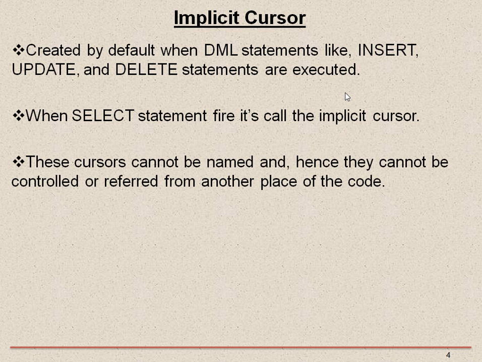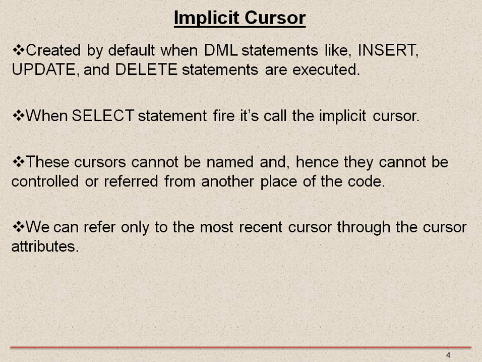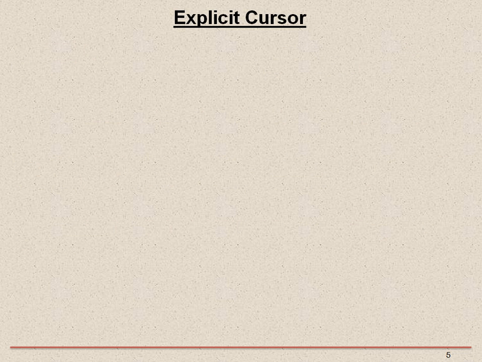These cursors cannot be named, and hence they cannot be controlled or referred to from another place in the code. As we said earlier, cursors can have names, but implicit cursors do not, and that's why we do not call the implicit cursor in our own program. We can refer only to the most recent cursor through the cursor's attributes, so we can fetch the last information about that cursor.